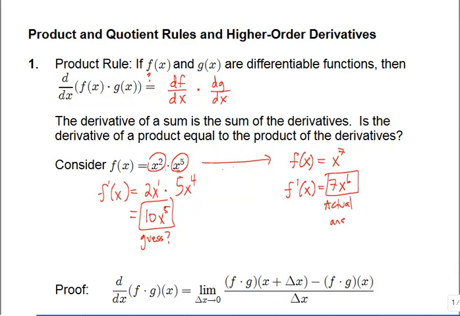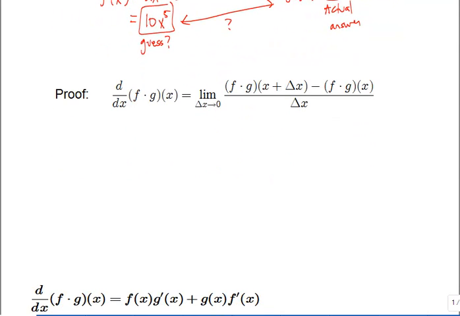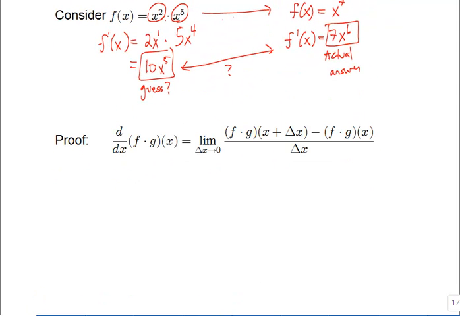So let's compare. Does our guess match the actual answer? Obviously not. So unfortunately, our assumption that you can just take the derivative of the first function and multiply that by the derivative of the second function doesn't quite work out so nicely. So what we're going to do next is prove what this derivative of a product turns out to be.